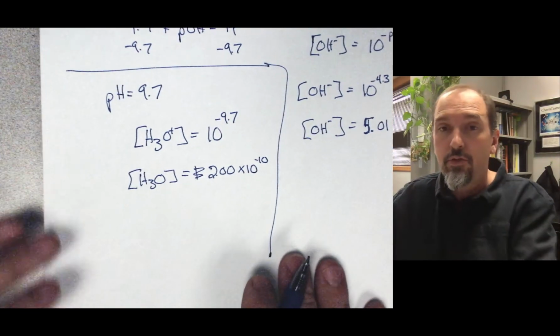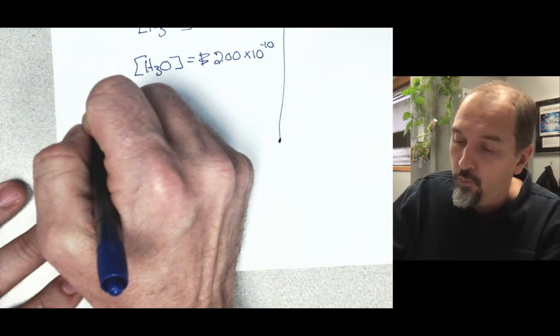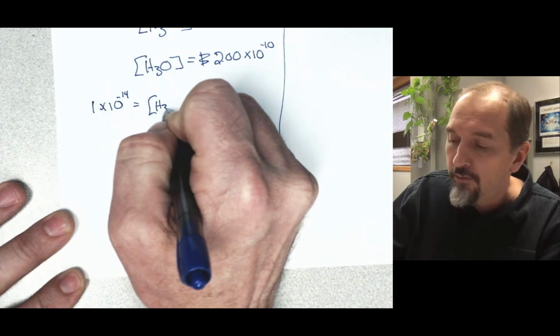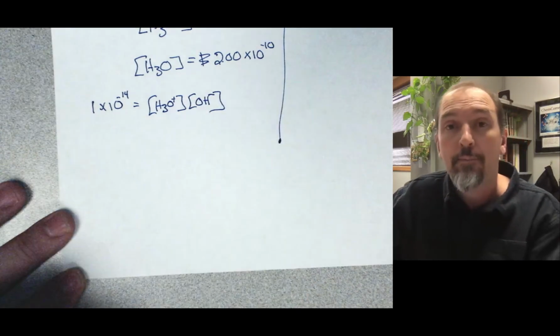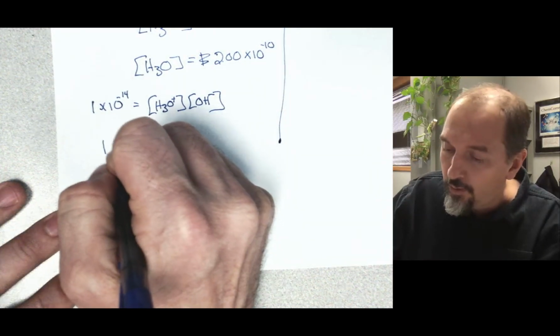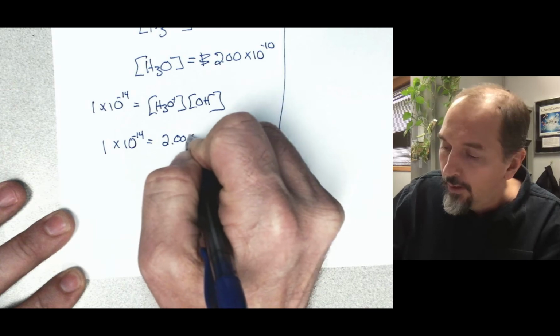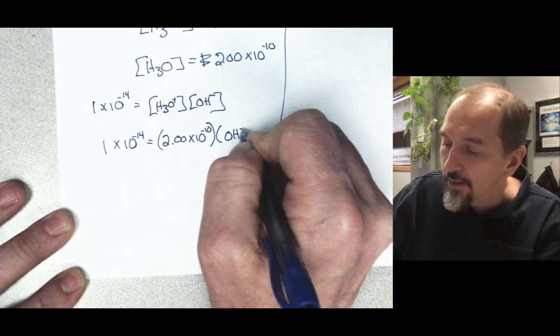Now we can use the Kw, the autoionization equation. 1 times 10 to the minus 14th equals concentration of acid times concentration of base. Plug in my concentration of acid, 1 times 10 to the minus 14th equals 2.00 times 10 to the minus 10th times my hydroxide ion concentration.